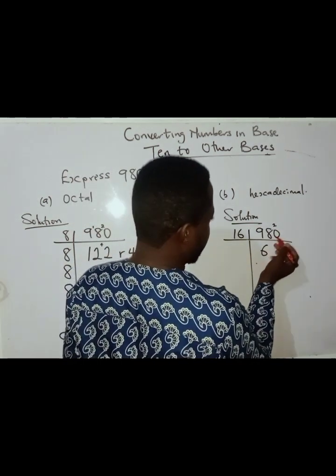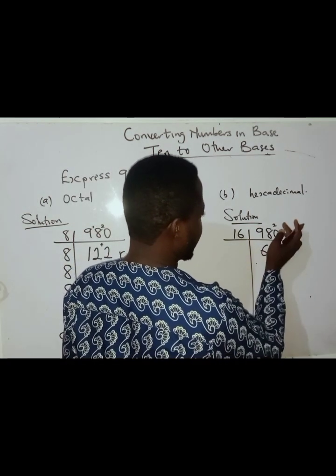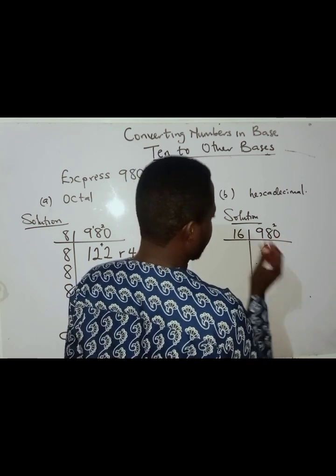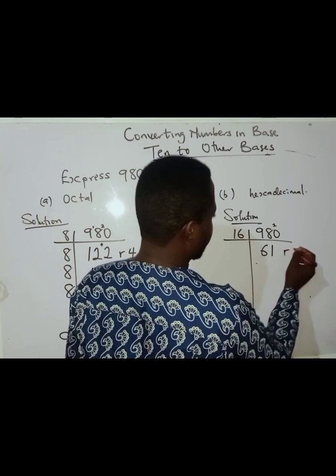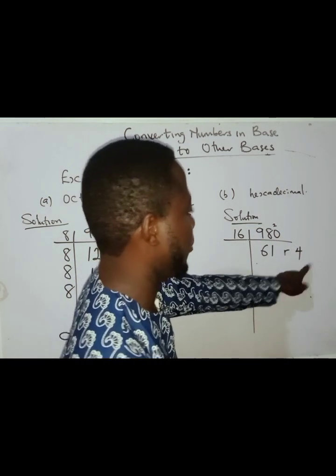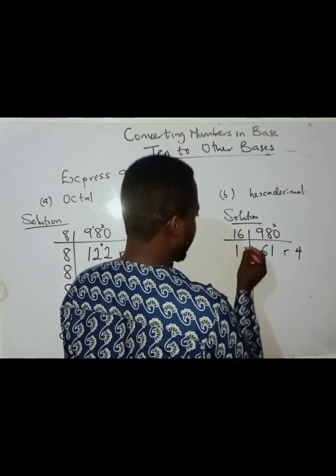So when you put the 2 here, that's 20. So 16 in 20, that is going to be 1, remainder 4. Okay, 16 in 20, 1, remainder 4. Alright, moving on to the next one.